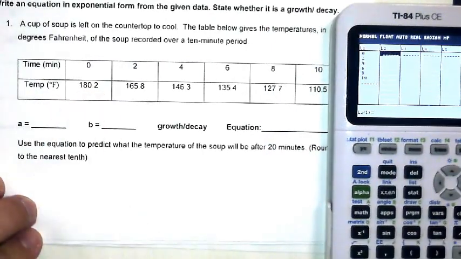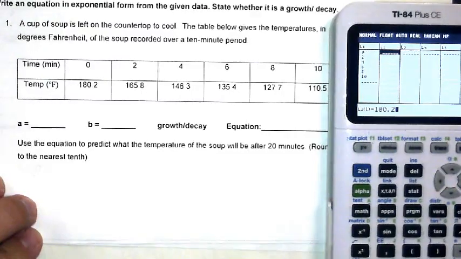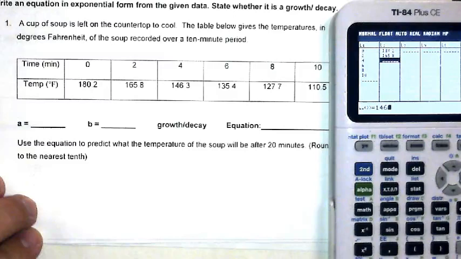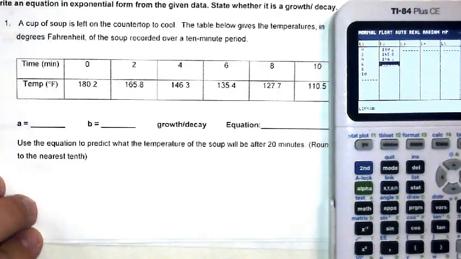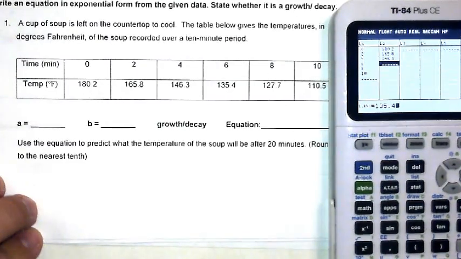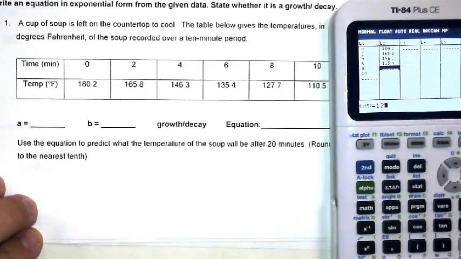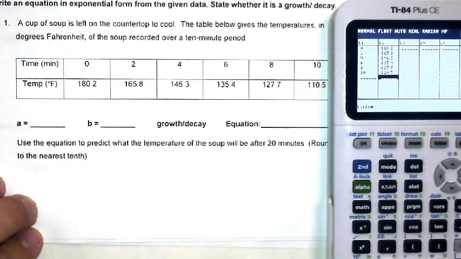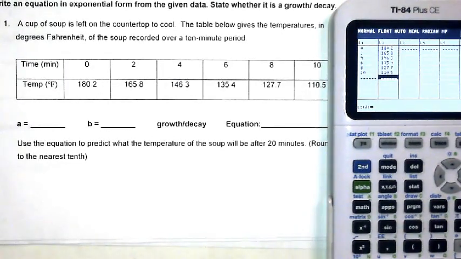Then I'm going to put in my temperatures. 180.2, 165.8, 146.3, 135.4, 127.7, 110.5. All right, I'm going to pause for just a tiny bit, just so y'all catch up.